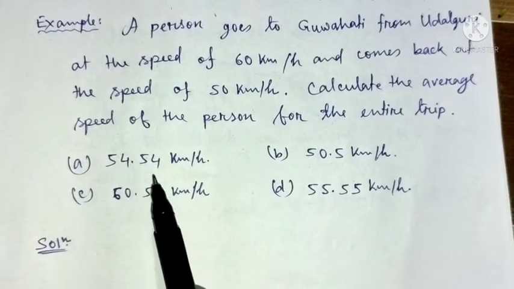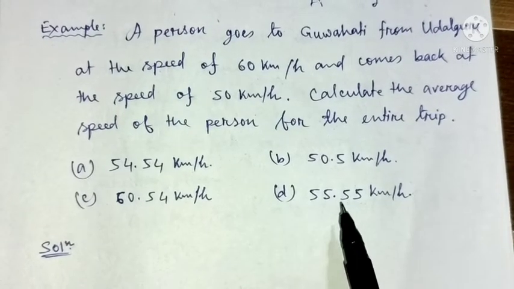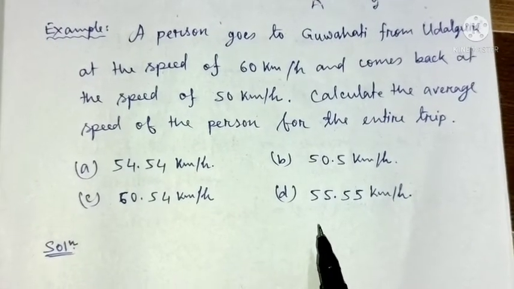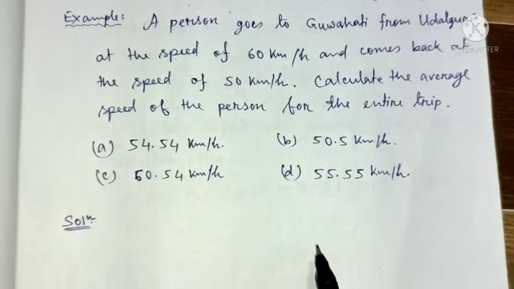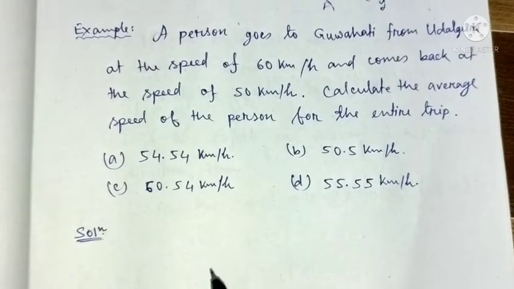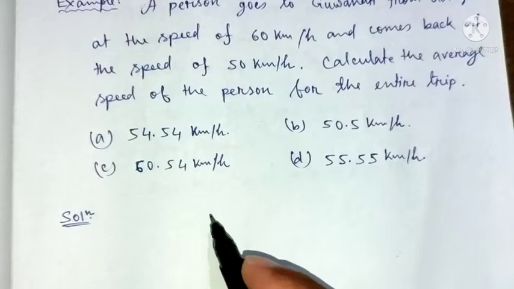So options are given: 54.54, 50.5, 64, 60.54, 55.55. So use this concept here, then you can find it very easily. No need to think longer, no need to think much, just remember the idea, then solve.